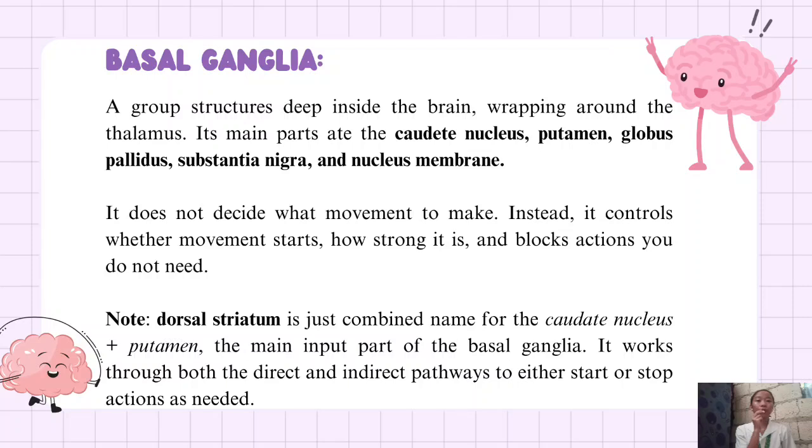So let's proceed to the substantia nigra. It produces dopamine which makes movement start smoothly. For example, if this part works well, you can stand up and walk easily. If it is damaged like in Parkinson's disease, starting to move feels very difficult and slow.